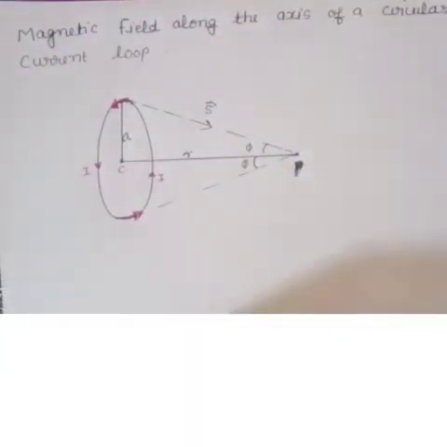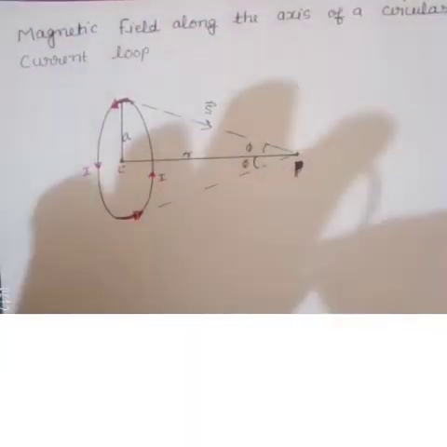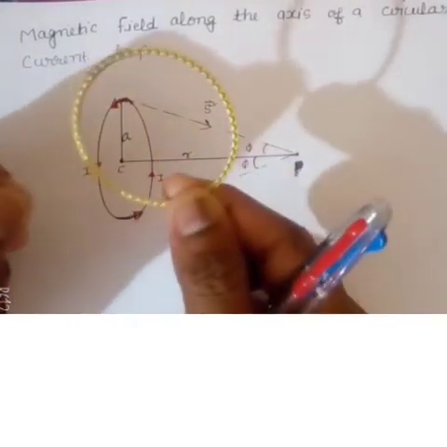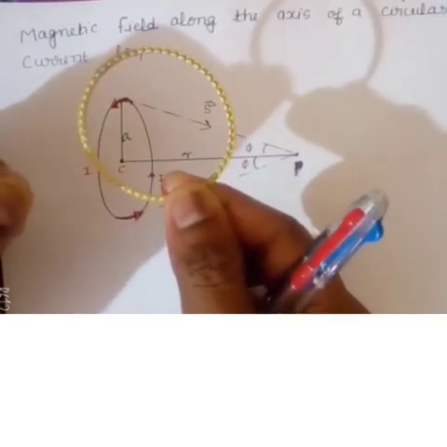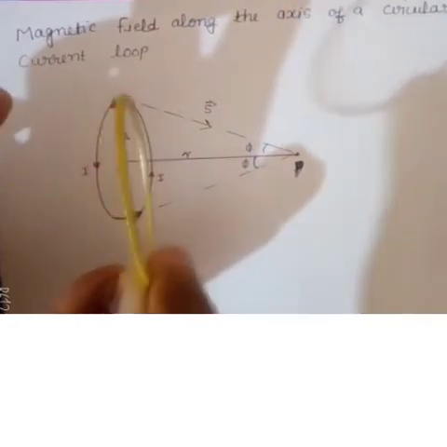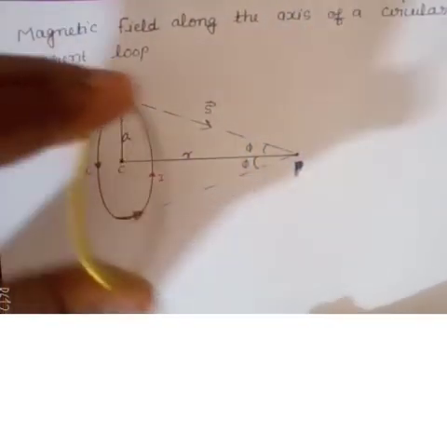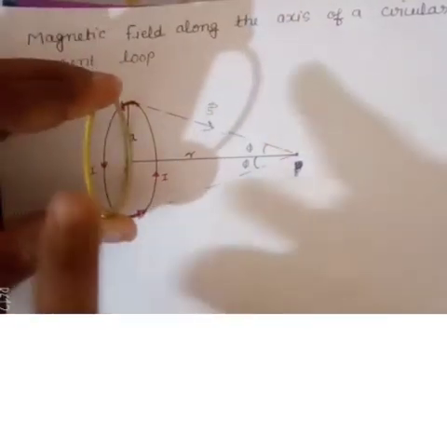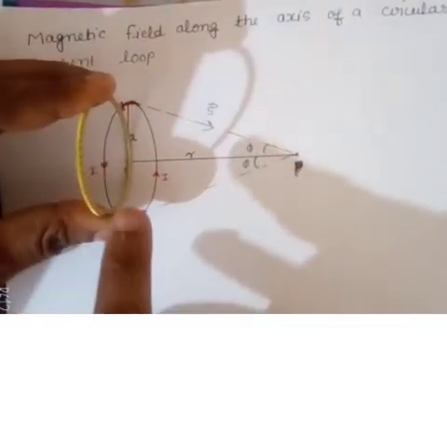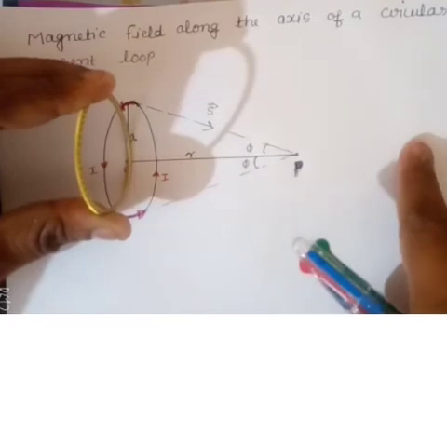Let's start our class. First you have to consider a circular loop. So this one is a circular loop, and you have to take the approximation that this circular loop is perpendicular to the plane of the paper.